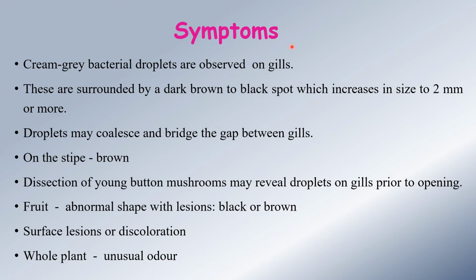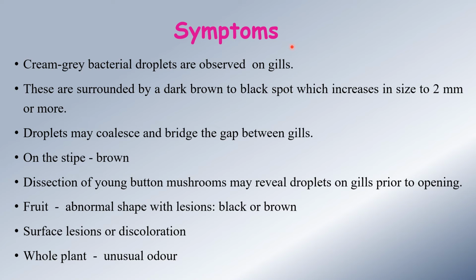And these are the symptoms of drippy gill. Cream-gray colored bacterial droplets are observed on the gills of the mushroom in the early stage. These droplets are surrounded by dark brown to black spots which increase in size up to 2 mm or more.